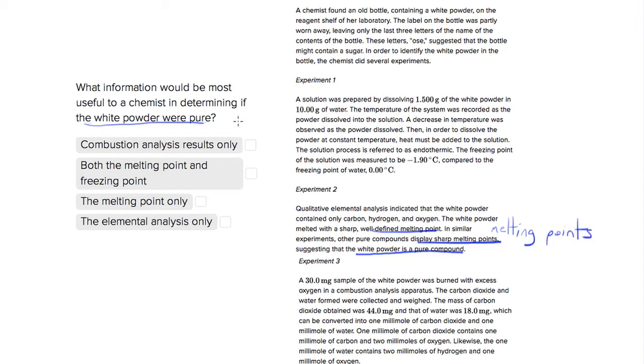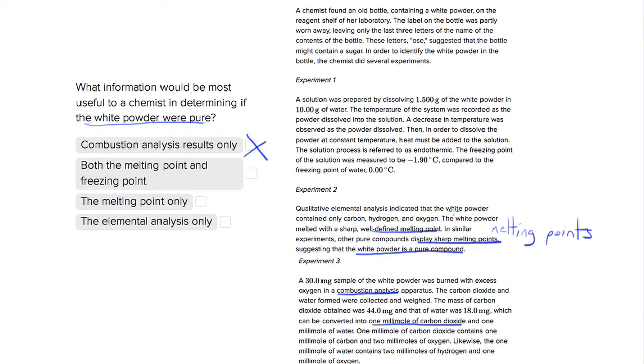And if we look at our answer choices, we want to make sure to get rid of any choice that doesn't talk about melting points. So combustion analysis is not exactly melting points. So we don't want that because we want to just talk about the melting point. And the combustion analysis is actually done in experiment 3, which will not tell us about the melting point and will not describe the purity of the compound, but will tell us about the chemical composition. So you have 1 millimole of carbon dioxide and so on.